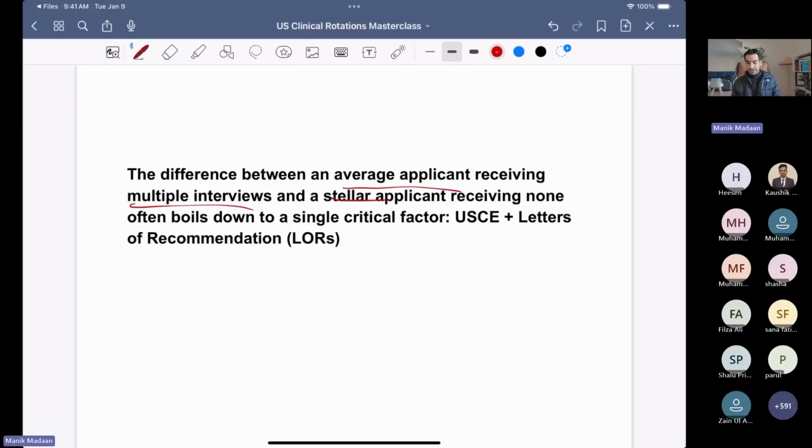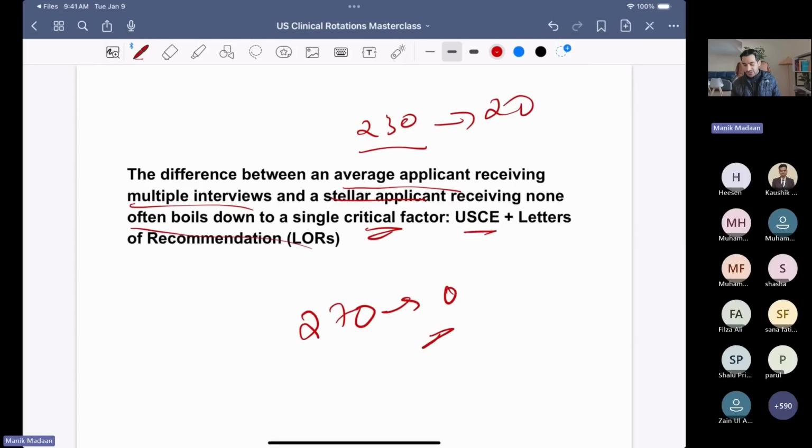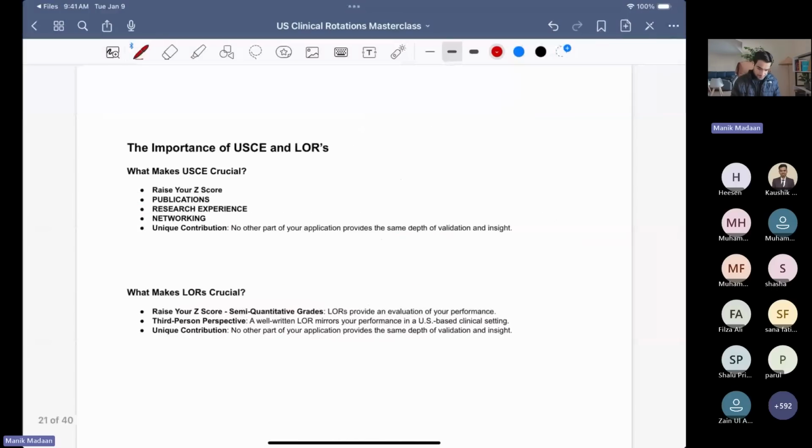So the difference between an average applicant receiving multiple interviews and matching, right? And a stellar applicant receiving none, right? So you could have a 230 and have 20 interviews versus a 270 and get 0 interviews is this one single factor, which is US clinical experience plus letters of recommendation. And let me break it down why that is the case.